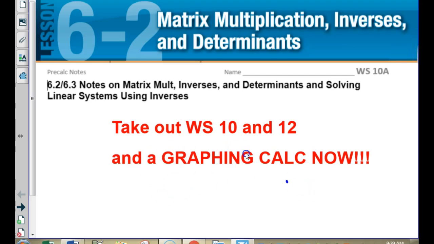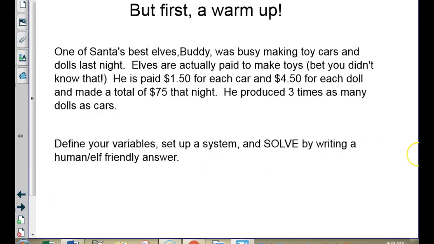All right, so you should have out worksheet 10 and 12, but I have a warm-up that's really important because this is very much a question that is on both next week's quiz and the final. It's a systems question that isn't real complicated except for one little piece of information. All right, so Miss Abruzzo wrote this lovely question.